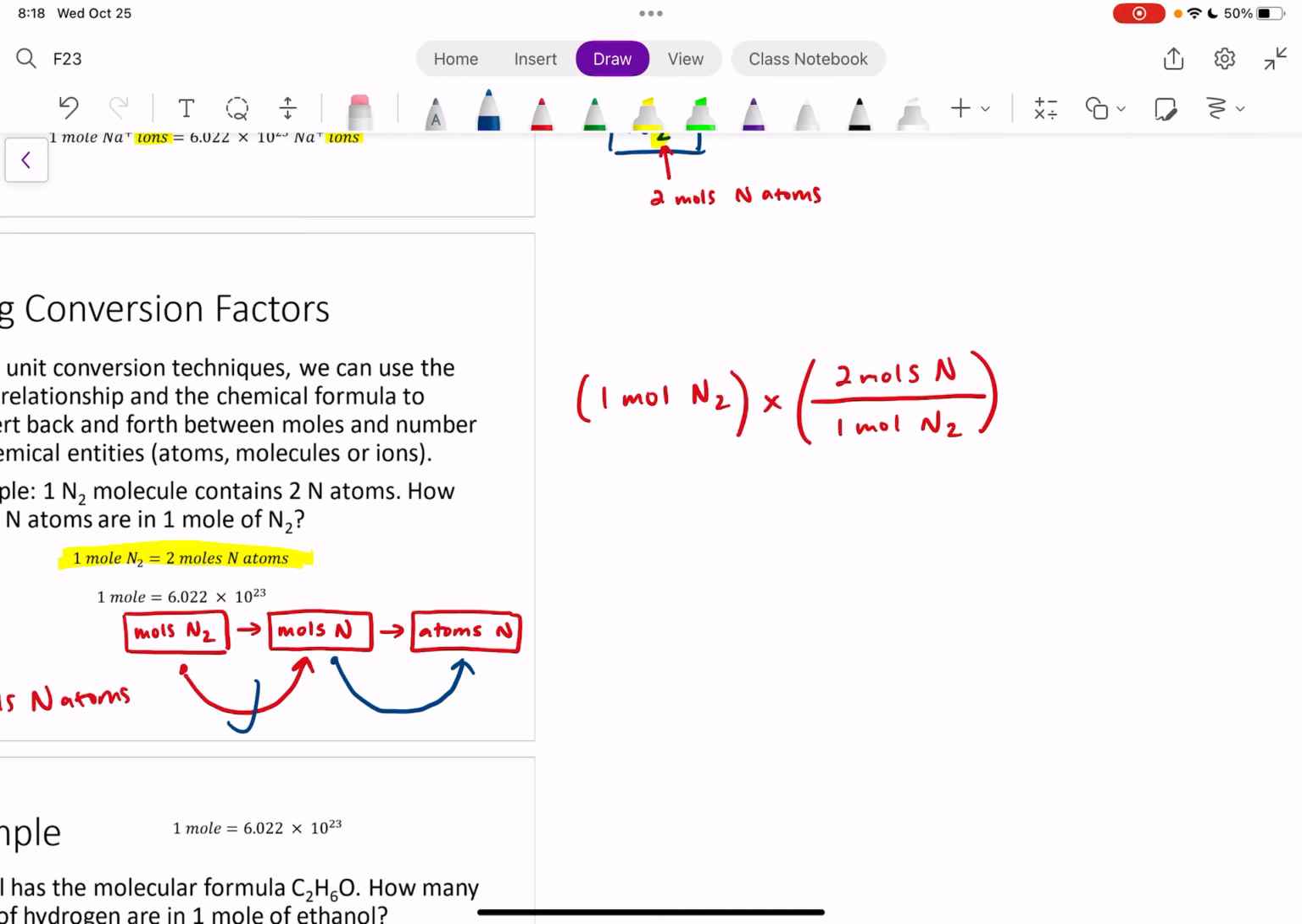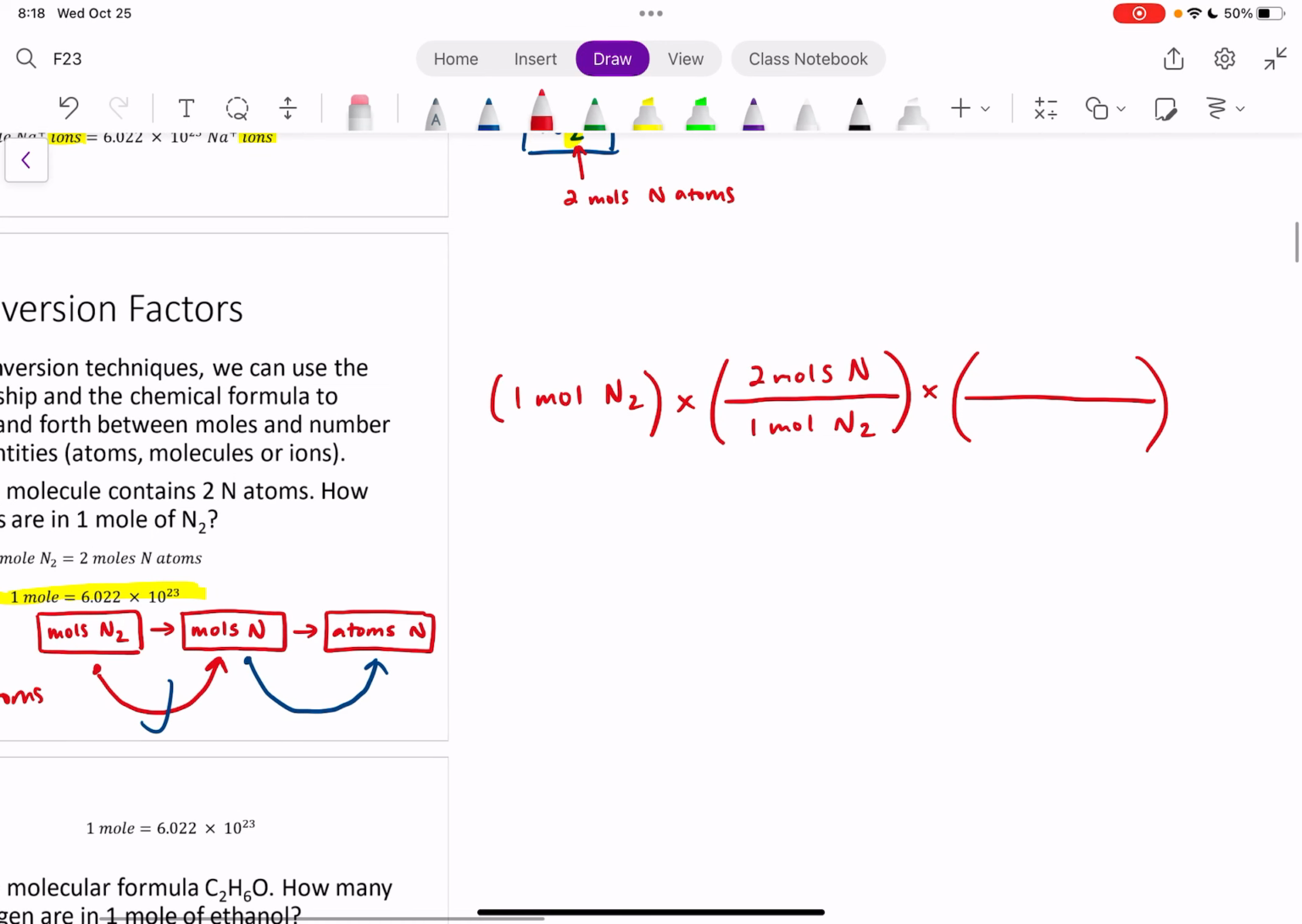Moles of nitrogen to atoms of nitrogen. What do I know that connects moles of one thing to atoms of another thing? Avogadro's number, right? So what are we going to put on the bottom, moles or atoms? Moles. So 1 mole of anything, in this case nitrogen, is going to equal 6.022 times 10 to the 23rd atoms of nitrogen.